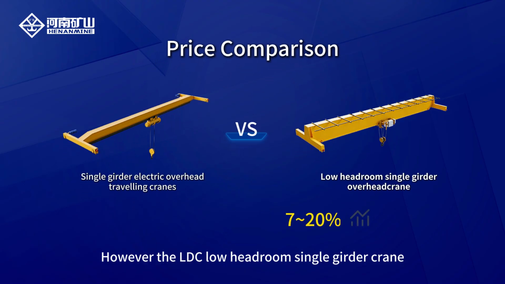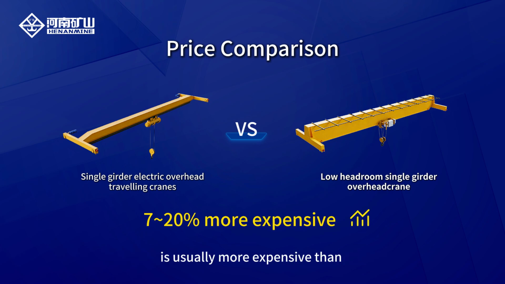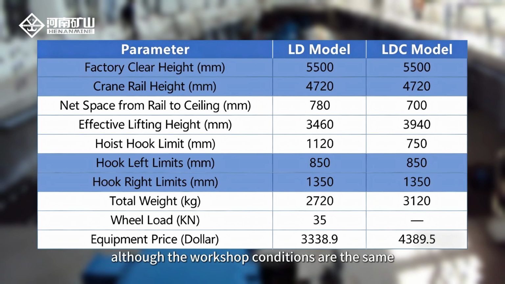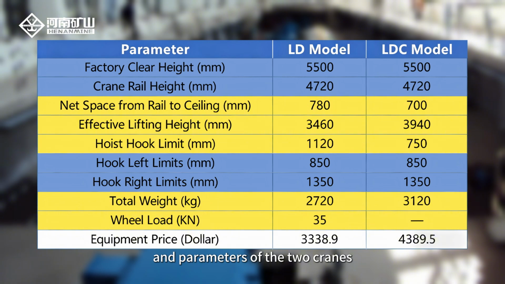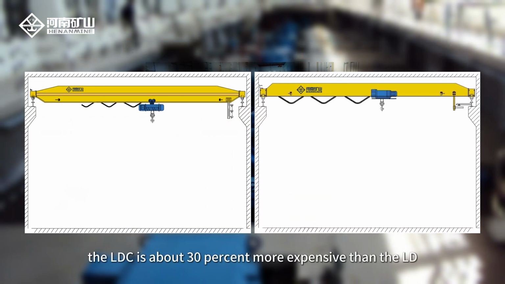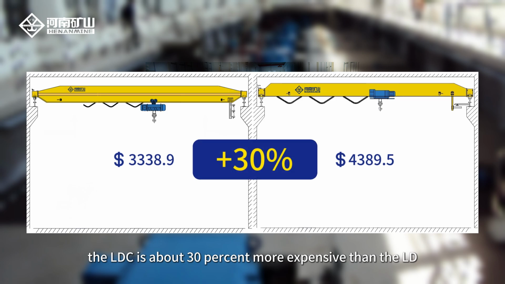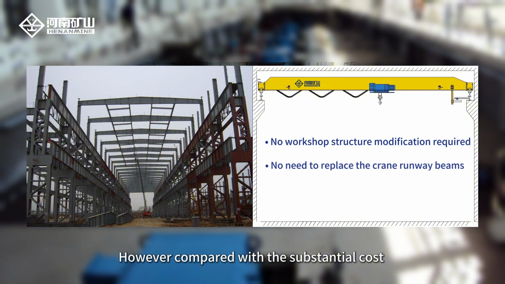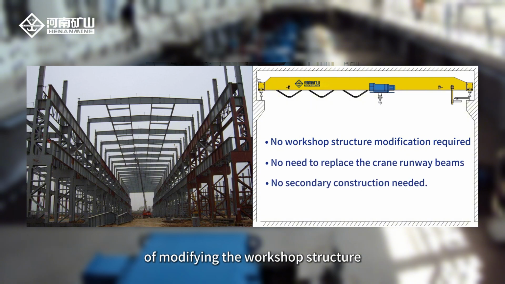However, the LDC Low-Headroom single girder crane is usually more expensive than the standard LD single girder crane. In this renovation project, although the workshop conditions are the same, the structural design and parameters of the two cranes will still affect the final price. The LDC is about 30% more expensive than the LD. However, compared with the substantial cost of modifying the workshop structure, the customer prefers choosing the LDC.